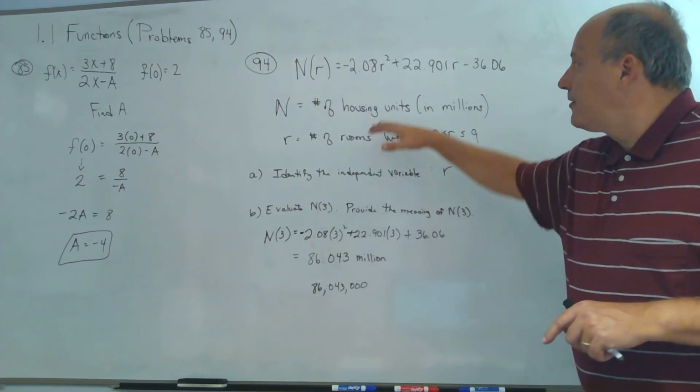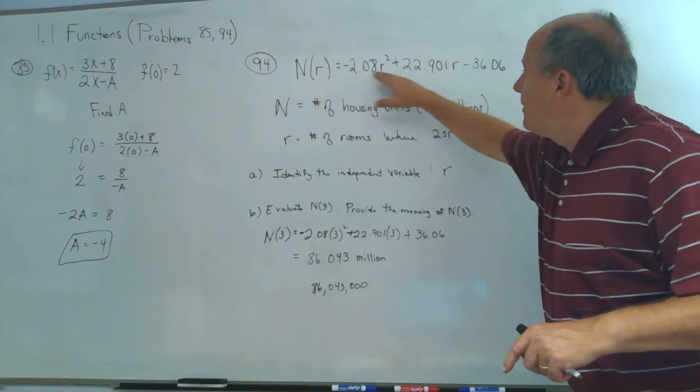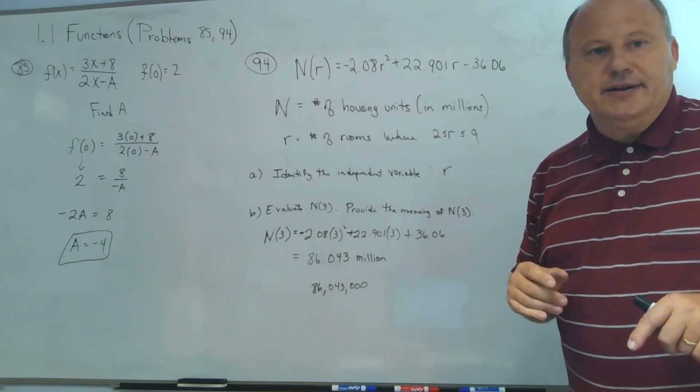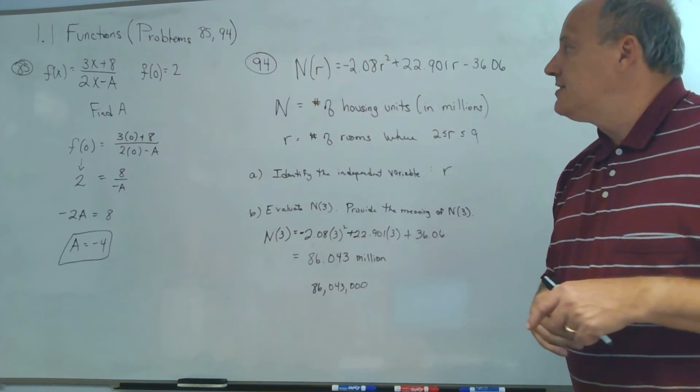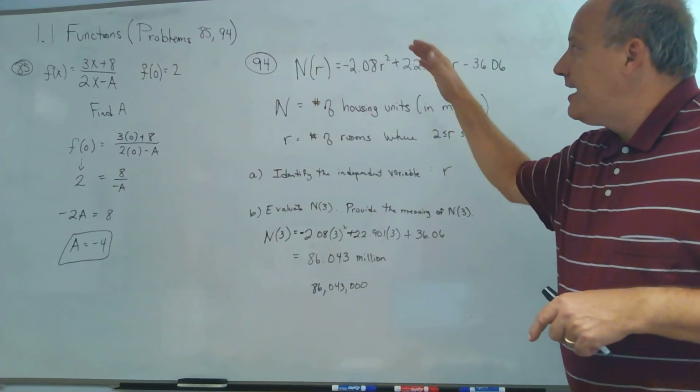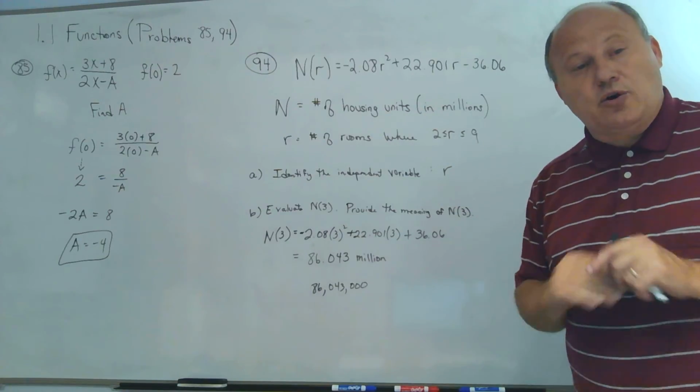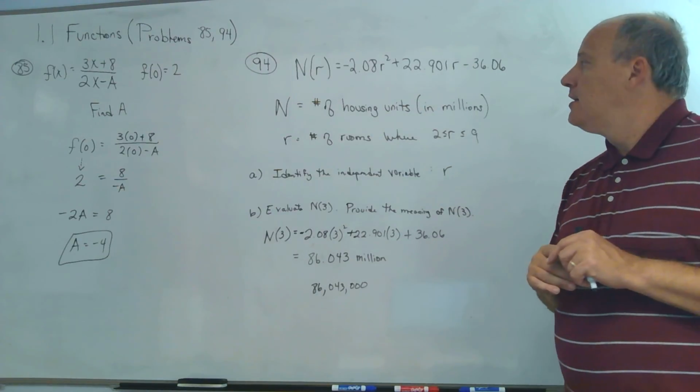So I apologize for writing the problem down incorrectly, but we all do it. We all make mistakes. But anyway, just try to minimize those mistakes. So that's 85 and 94, and that concludes our 1.1. Thank you for watching.